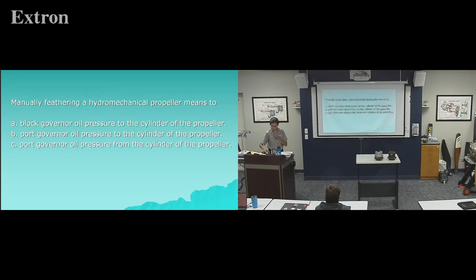And Josh, manually feathering a hydromechanical propeller means to block governor oil pressure to the cylinder of the propeller, or port governor oil pressure to the cylinder of the propeller, or port governor oil pressure from the cylinder of the propeller? I can reword it if you want me to.